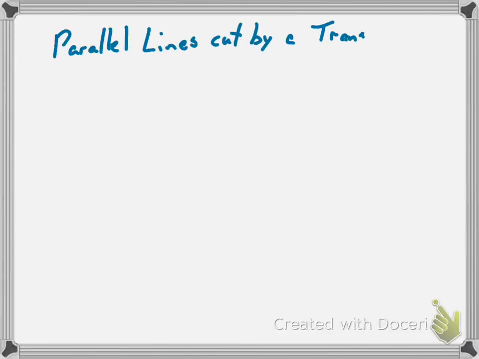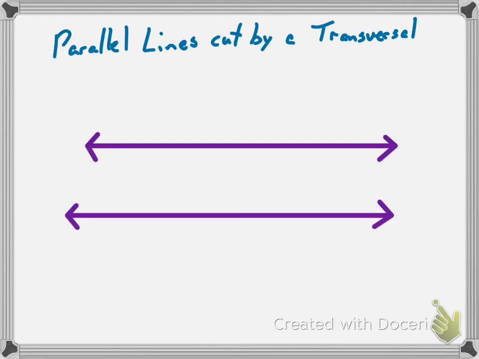Parallel lines cut by a transversal. So let's look at that now. I believe you have the definition of transversal. Oh, first of all, sometimes you'll see these arrows marking parallel lines. So don't assume anything's parallel unless they tell you it's parallel or if they have little arrows marking that they're parallel.